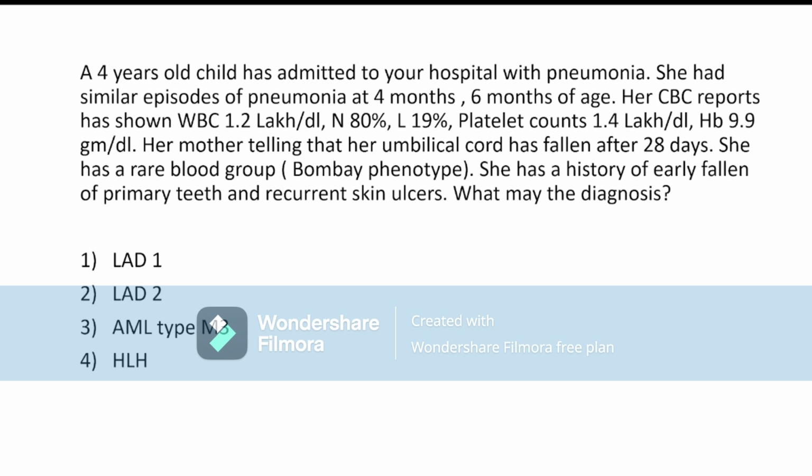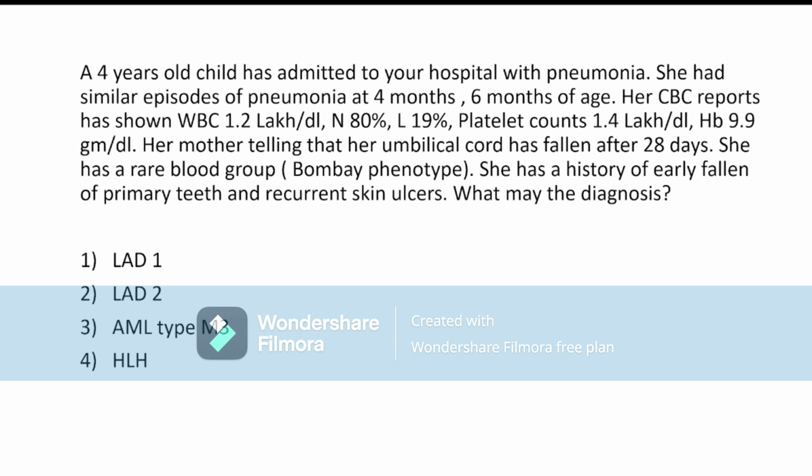Her mother says that she had delayed falling of the cord, after 28 days. Her mother also says that she has a rare blood group, that is Bombay blood group. She has a history of early fall of primary teeth and recurrent skin infection. So what may be your diagnosis? The options are LAD1, LAD2, AML type 3, AML type M3 or HLH.